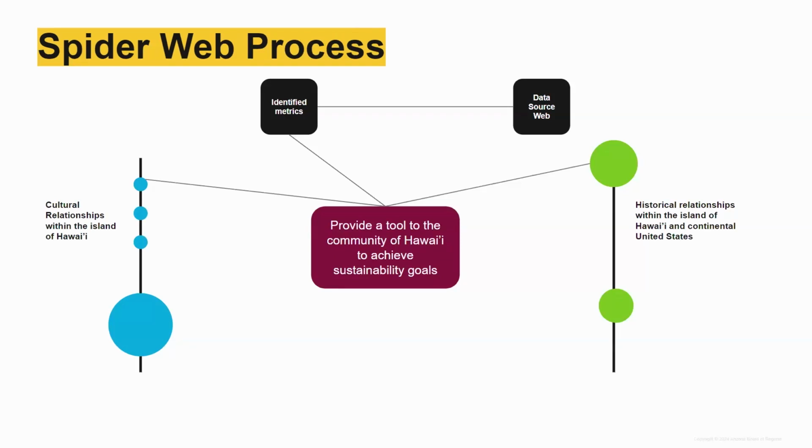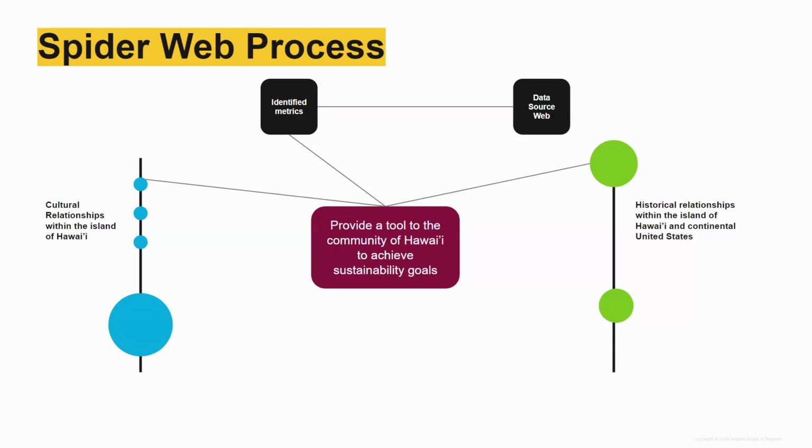So again, human-centered design. We are just a little spider. Human-centered design helps us weave. A couple of things that we know and that we do not know. We know why we're building it. We want to help the community of the big island of Hawaii. We know what we need to build. So we know we need identified metrics. We need to identify those, and we need to know those data sources.